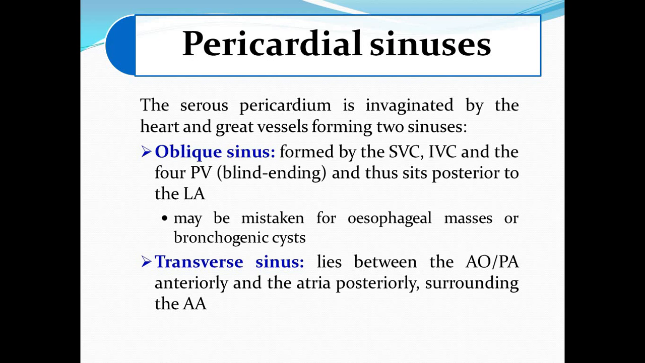The pericardium has several reflections around the blood vessels. These reflections form some structures which are called sinuses and recesses. We need to be aware of these structures so we do not confuse them with the pathologies. They are mainly two sinuses, the oblique sinus and the transverse sinus. The oblique sinus is formed by the superior and inferior vena cava and the four pulmonary veins.